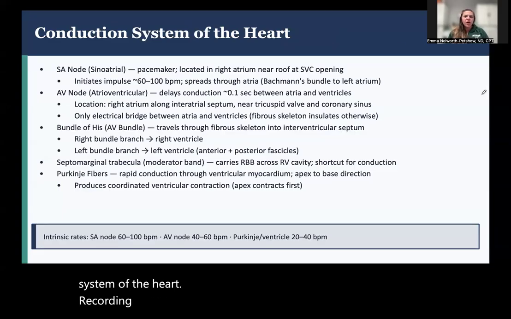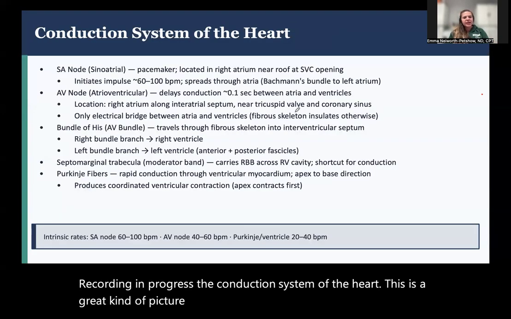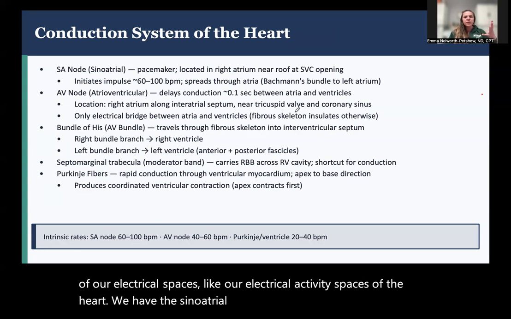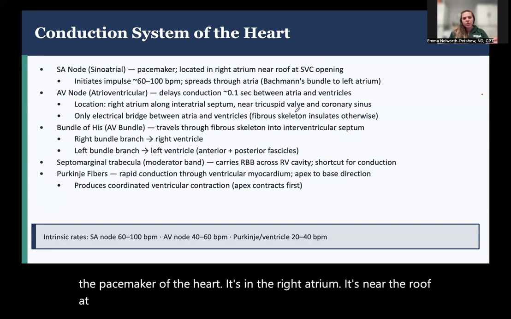The conduction system of the heart, this is a great picture to follow along on the next slide, but it consists of our electrical activity spaces of the heart. We have the sinoatrial node, or the SA node. This would be the pacemaker of the heart. It's in the right atrium, near the roof at the superior vena cava opening from an anatomical perspective.